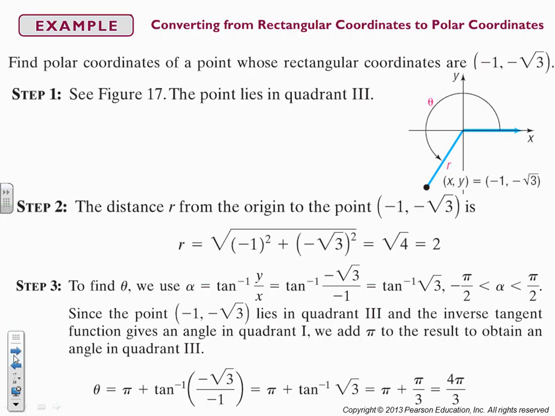So we find theta. We're not going to find theta directly, because when we inverse tan, we get the angles between negative pi over 2 and pi over 2. That's from here to here. We are in quadrant 3, so we have an issue. So we're going to find alpha using inverse tan of negative root 3 over negative 1.